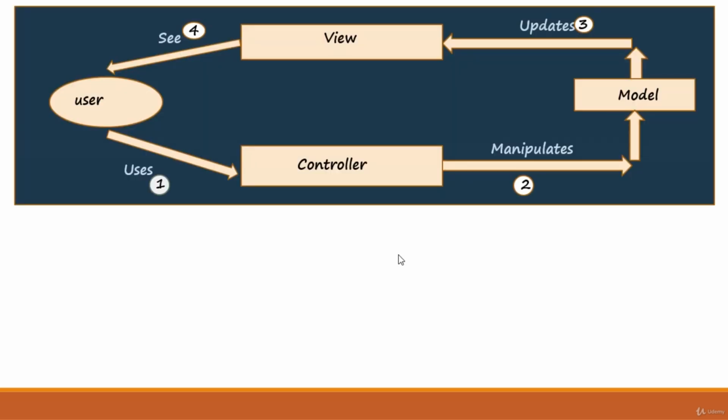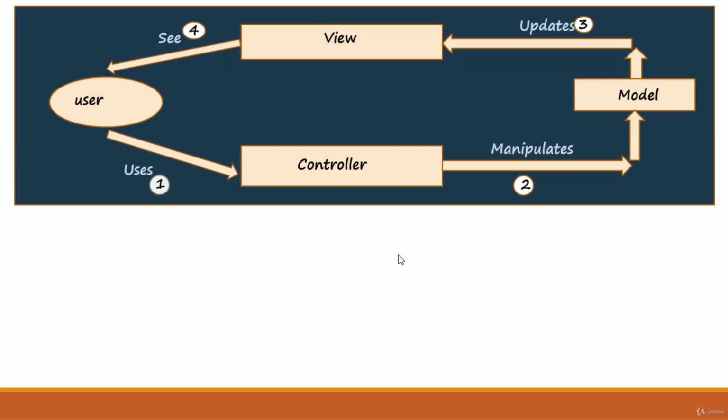So in the diagram, the user uses the controller to validate and perform calculations on the data coming from the user. Then it manipulates and forwards the request to the model layer. The model layer performs CRUD operations, and the data is forwarded to the database, which stores it, and the response is forwarded to the model layer.